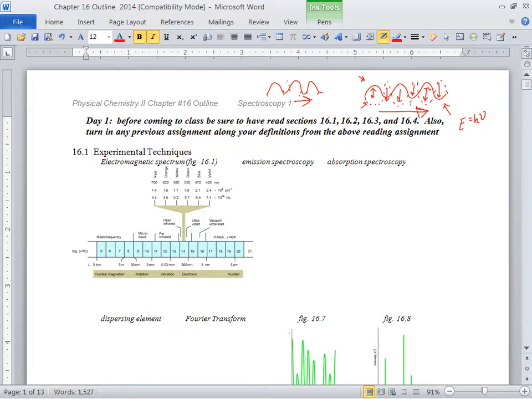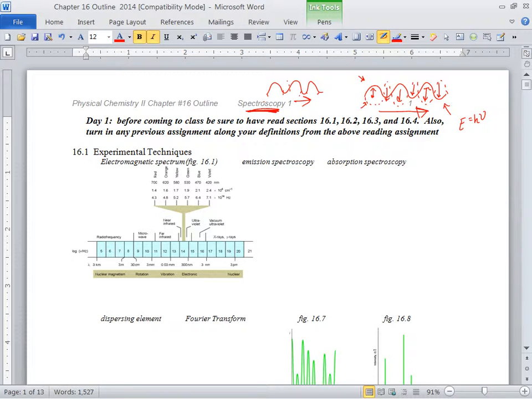Okay. Not all forms of spectroscopy are interested in the electric field. This is a reminder. Which one wasn't? And we have this instrument. It's all about the magnetic field. NMR.